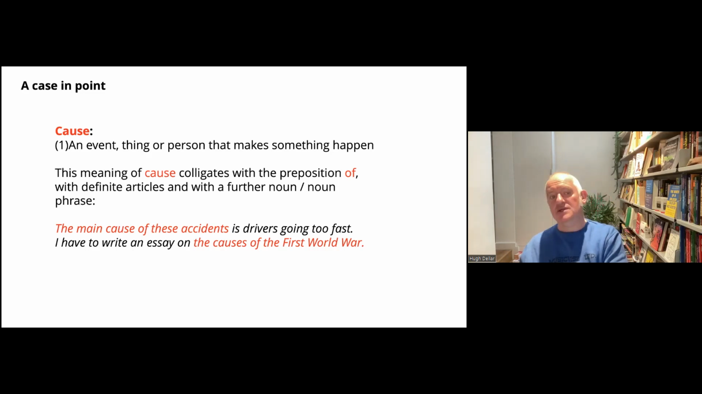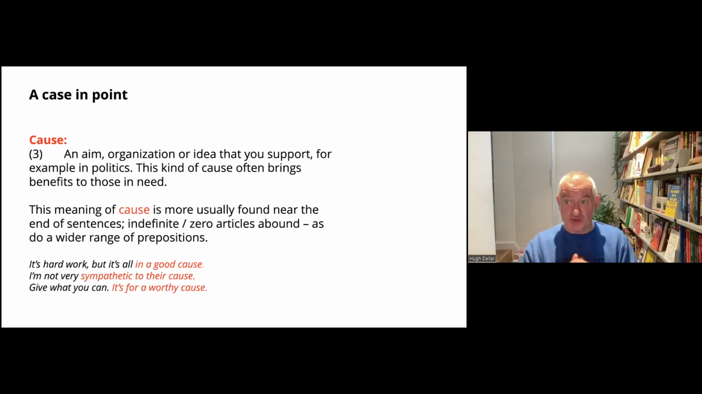When you look at the third most common meaning of cause, it's a political cause or a social cause, like an aim or an organization that you support because you think it brings benefits to people. This meaning of cause works differently. It's usually at the end of the sentence. It usually has zero article or indefinite article, and it's got a much wider range of prepositions. So you see things like, it's hard work raising money, but it's all in a good cause. I'm not very sympathetic to their cause. Give what you can, please. It's for a worthy cause.